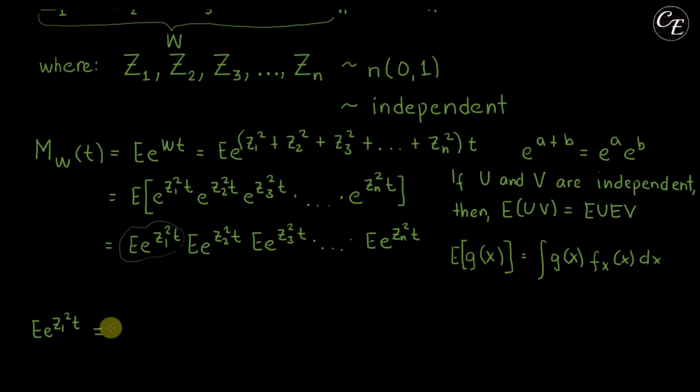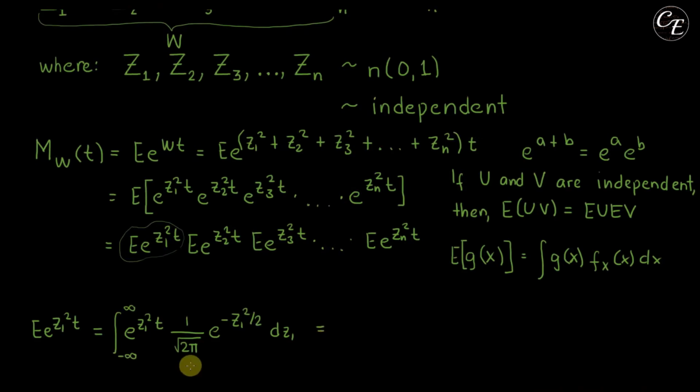So in here, if x is z sub 1 and g of x is e raised to z sub 1 squared t, then we have here e raised to z sub 1 squared t, and then times the probability density function for the random variable z sub 1. Since we know that z sub 1 has a standard normal distribution, then its PDF is for the standard normal distribution, which is 1 over square root of 2 pi times e raised to negative z sub 1 squared over 2, and then d z sub 1. And then for the limits of this integral, for a random variable which has a standard normal distribution, the range of its values is from negative infinity to positive infinity.